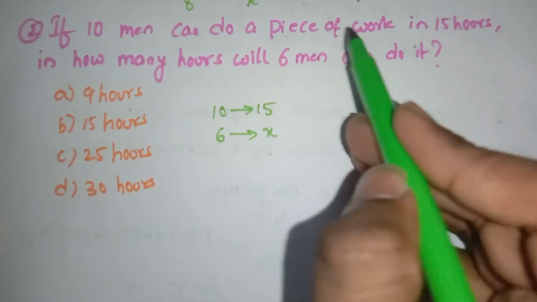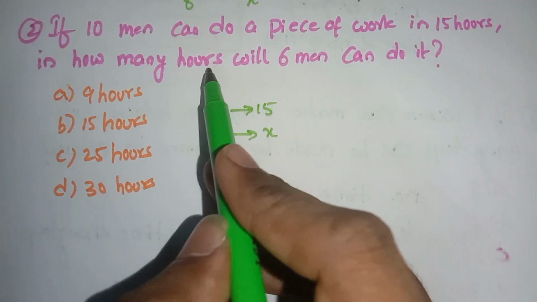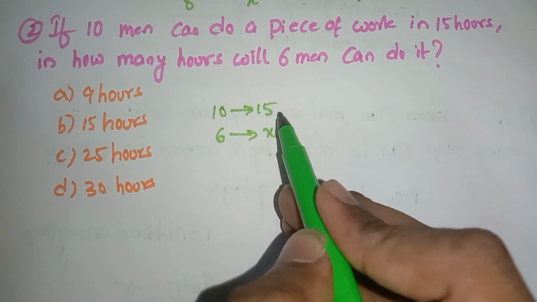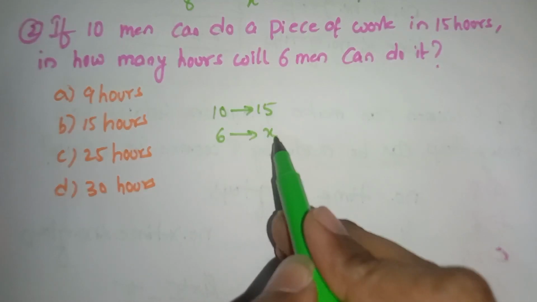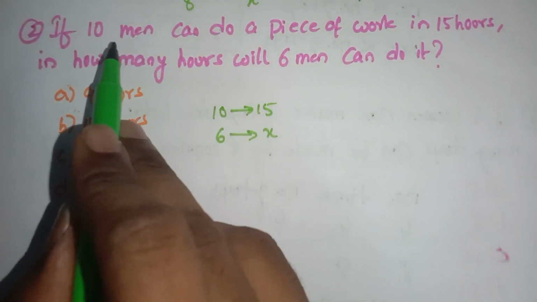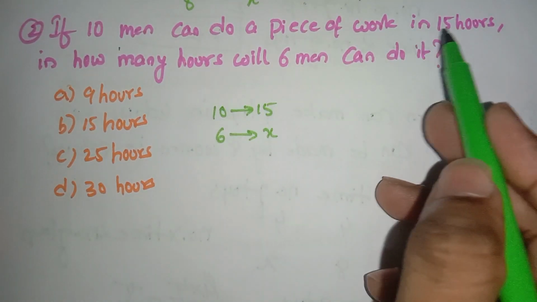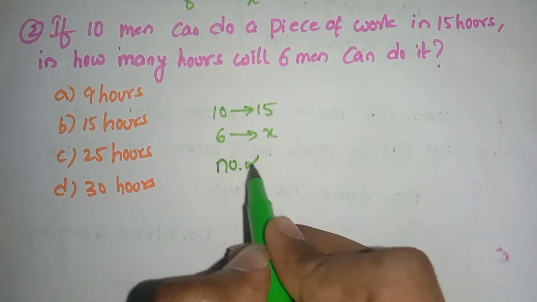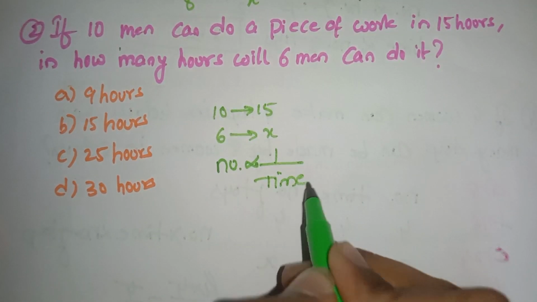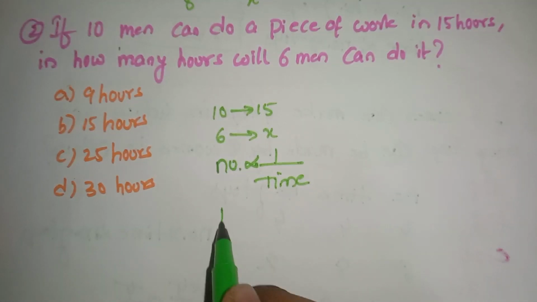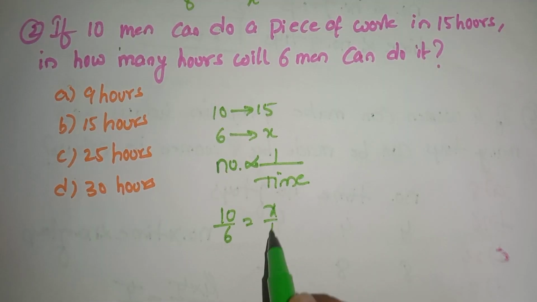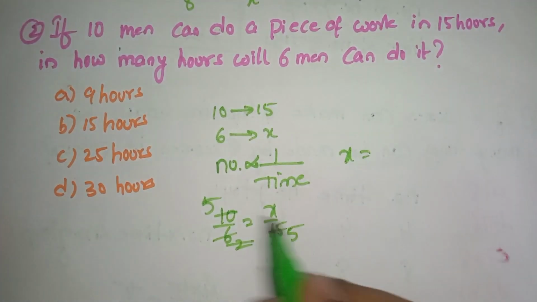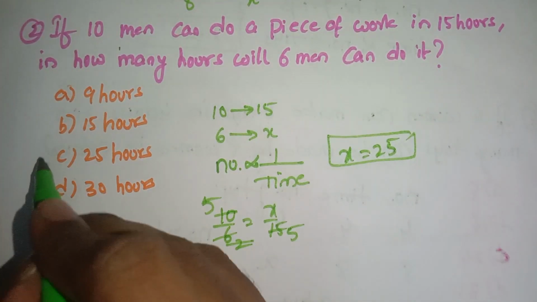If 10 men can do a piece of work in 15 hours, in how many hours can 6 men do the same kind of work? So 10 men can do a work in 15 hours. Similarly, 6 men can do the same kind of work in x hours. You know that if the number of men increases, then the time taken to complete the given work decreases. Thereby, we can write number of men is inversely proportional to the time duration. It implies we can write 10 by 6 is equivalent to x by 15. 3 twos are 6, 3 fives are 15. So x equals 5 into 5, that is 25. So the answer is 25 hours.